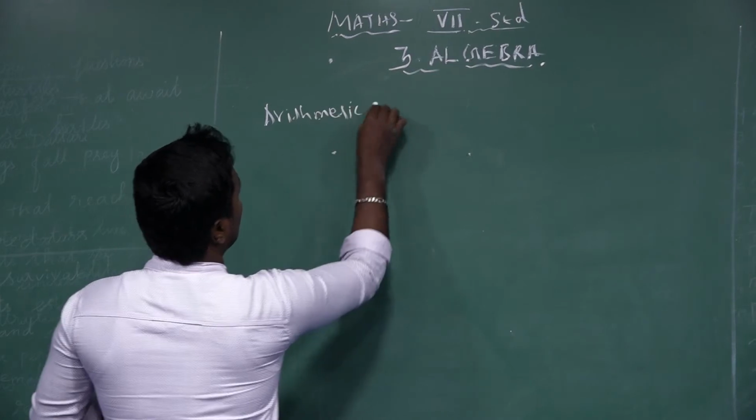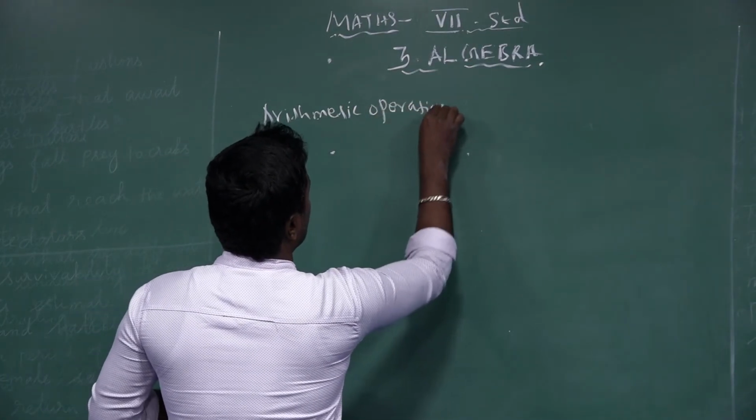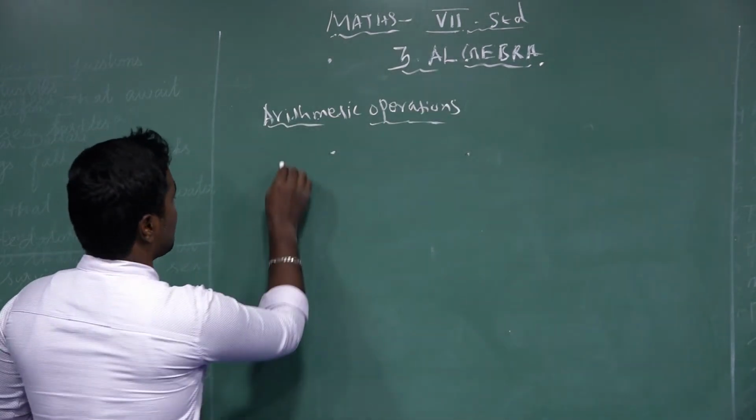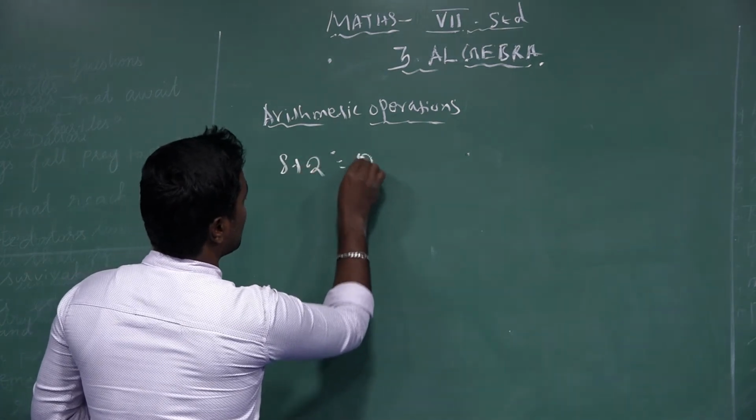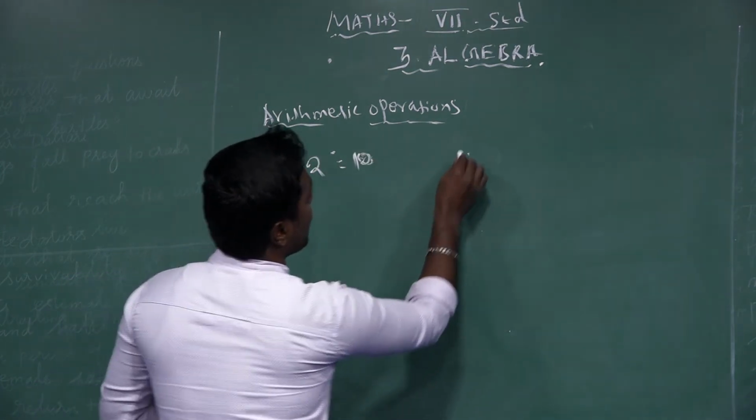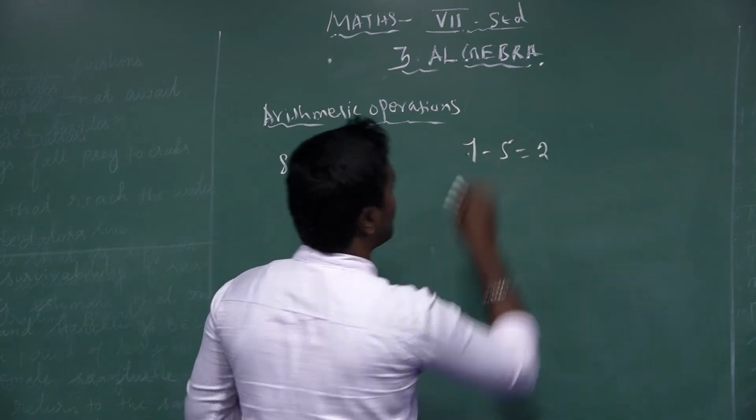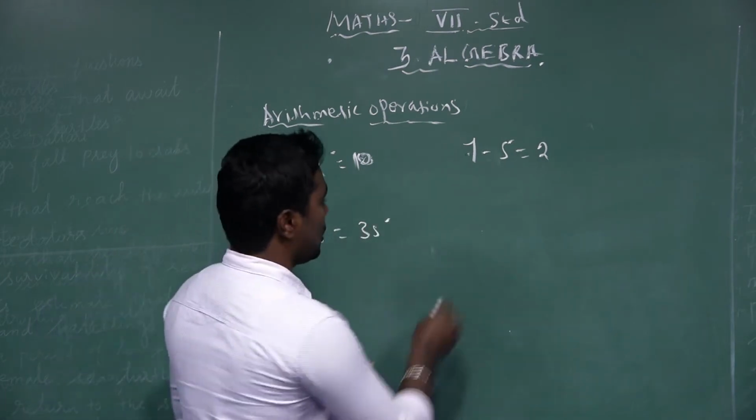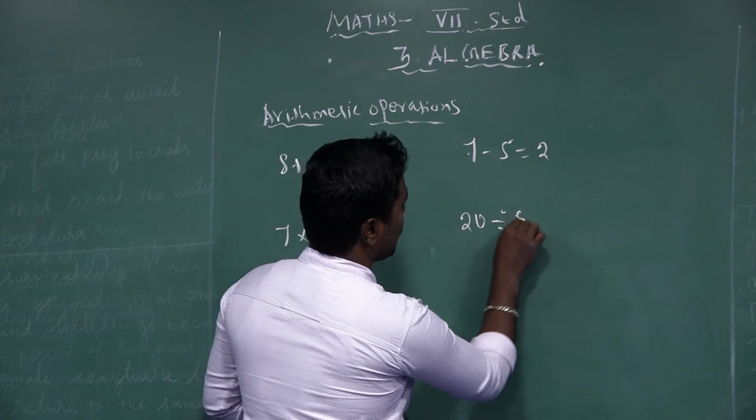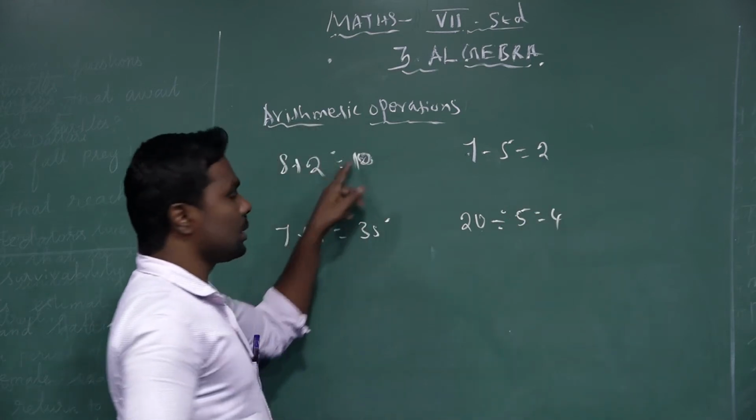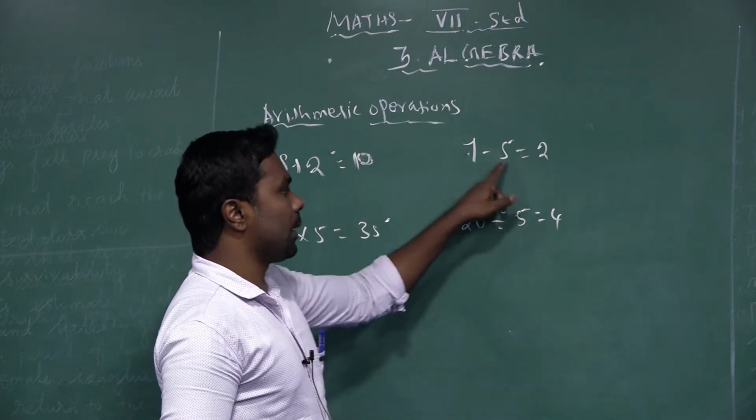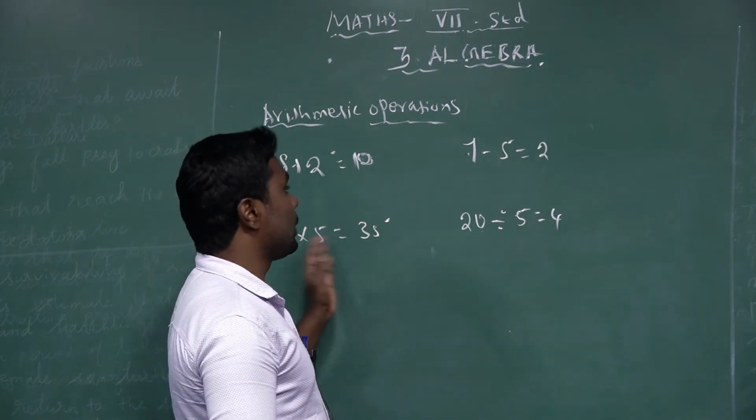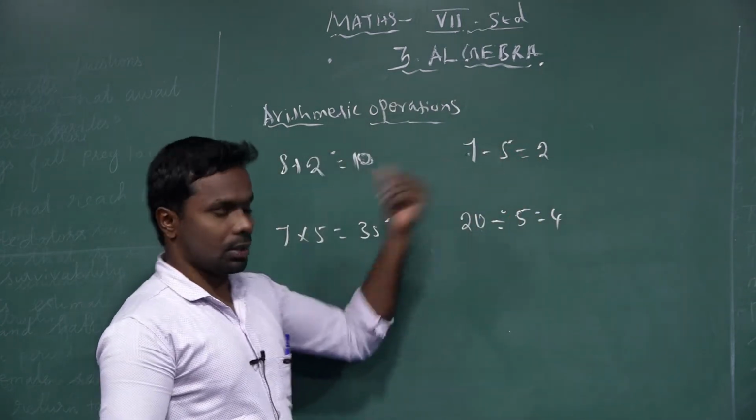Arithmetic operations. What is 8 plus 2? Well known, 10. And what is 7 minus 5? 2. And what is 7 into 5? 35. And what is 20 divided by 5? 4. So, we are all well aware of this type of operations.